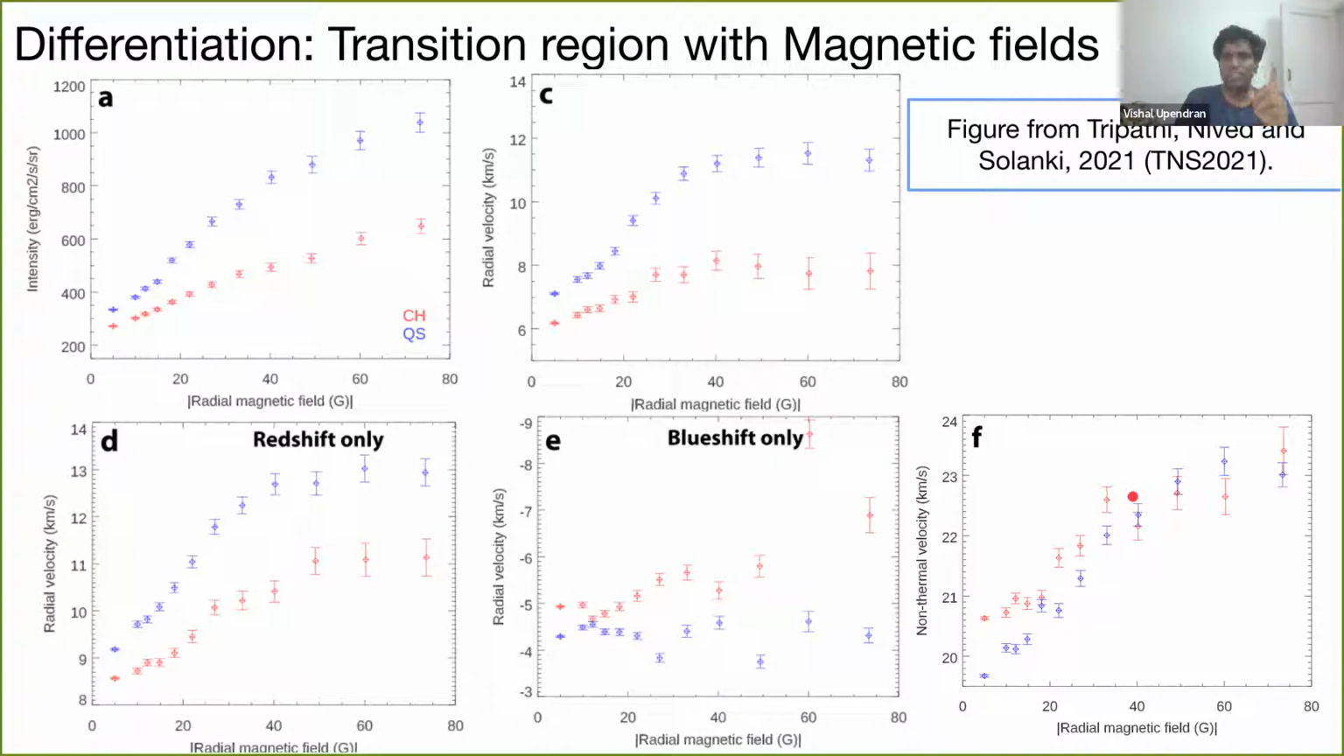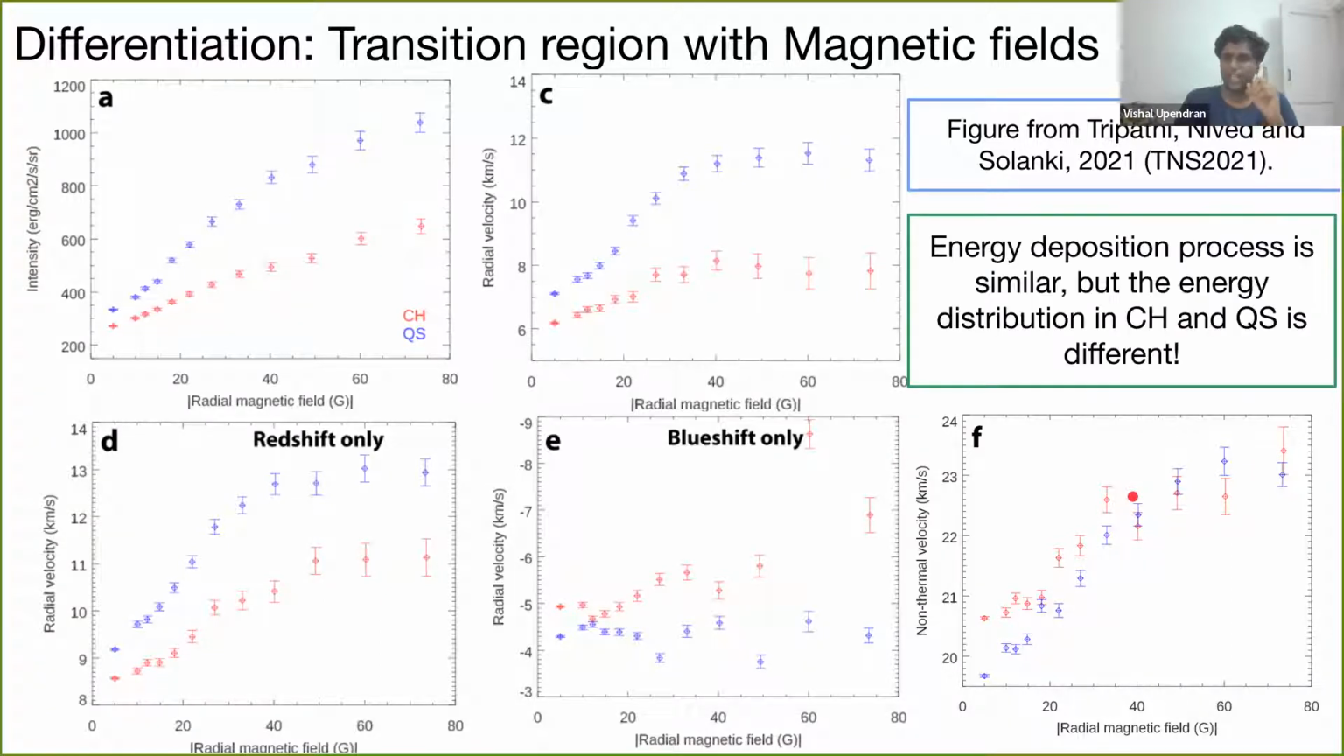So the straightforward implication of this work is that the energy deposition process is very similar in both coronal holes and quiet sun. It is only the energy distribution process which is different in coronal holes and quiet sun. In quiet sun, it gives rise to excess redshifts in silicon 4 and excess intensities in silicon 4. But in coronal holes, it gives rise to excess blueshifts.